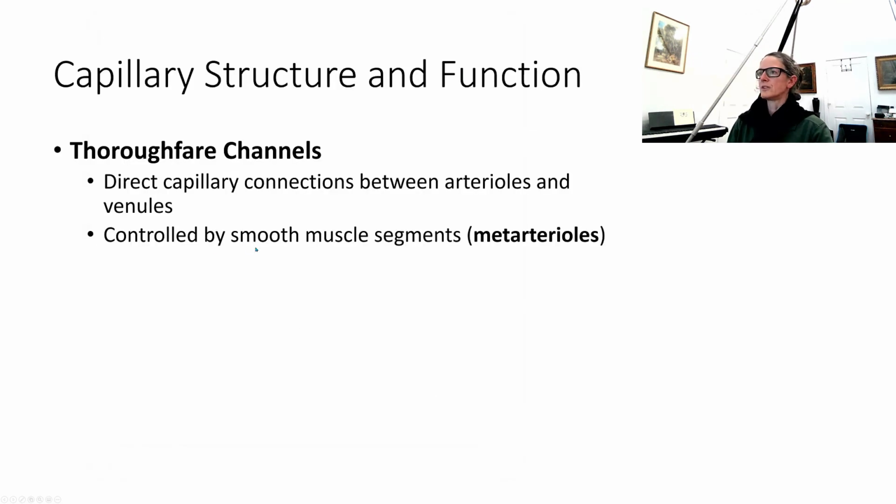And as we've said, we've seen the thoroughfare channel, and that's basically direct capillary connections between the arterioles and the venules. And we also have, surrounding the capillary beds, our metarterioles that are actually part of the capillary bed. They are going to be regulating the amount of blood into the capillaries themselves.